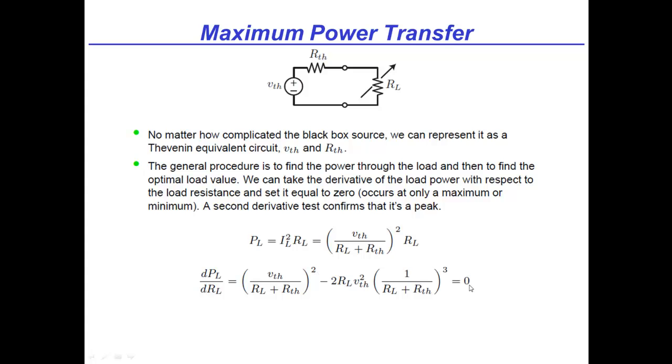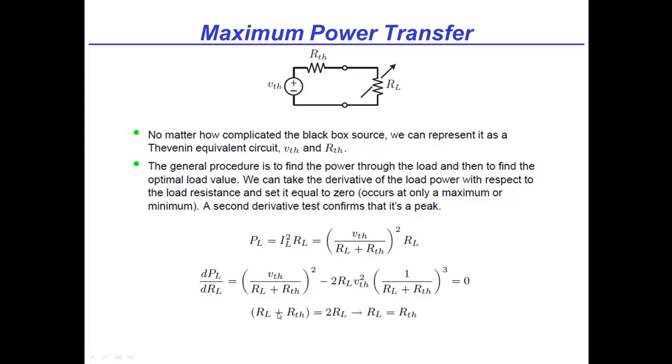Now what we're going to do is set it equal to 0. Remember, because we want to find places where there's a maximum or a minimum, right? When the derivative flattens out at a maximum or a minimum, the derivative will equal 0, right? It'll be horizontal. Make sure you remember that from your math. Anyway, once we set it to 0 and clean up a little bit, we're going to find that the load plus the Thevenin resistor equals twice the load.